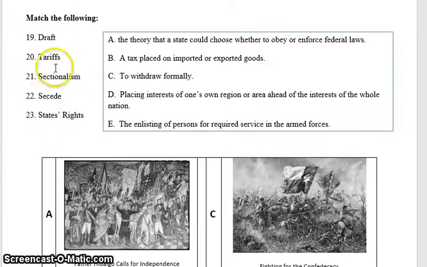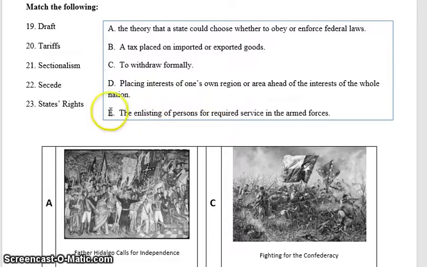For questions 19 through 23, we're matching the words with their definitions. So the words that you're matching are 19 draft, 20 tariff, 21 sectionalism, 22 secede, and 23 states' rights. Answer choices are A, the theory that a state could choose whether to obey or enforce federal laws. B, a tax placed on imported or exported goods. C, to withdraw formally. D, placing interests of one's own region or area ahead of the interests of the whole nation. Or E, the enlisting of persons for required service in the armed forces. So you can match up those definitions with these words here on the left.